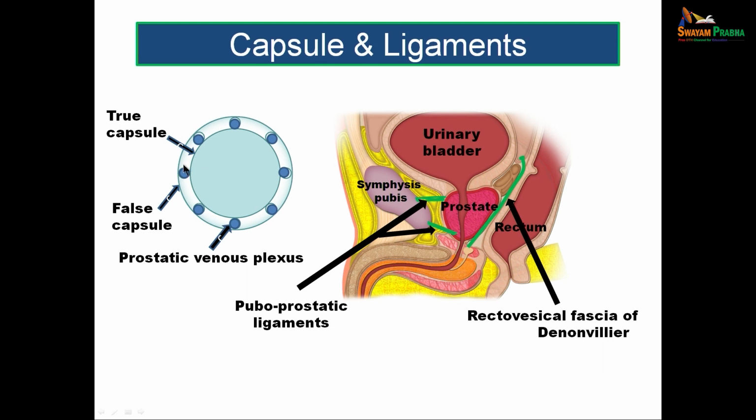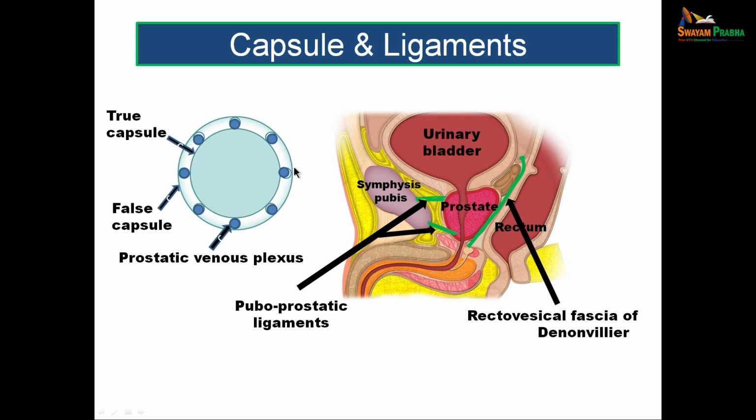In between these two capsules, you find a plexus of veins, sections of which are seen here, and this is the prostatic venous plexus. This becomes an important relation in the prostate because the venous plexus is between the true capsule and the false capsule. So, what do we do? We leave behind both the capsules when we are doing a prostatectomy.